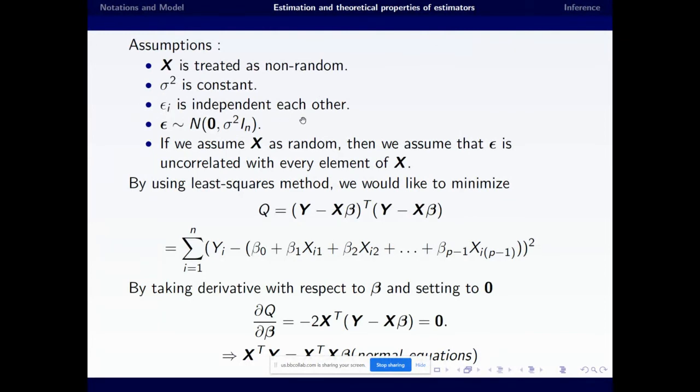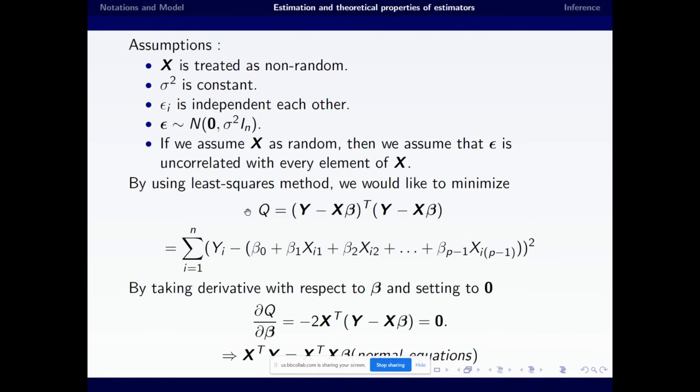And epsilon_i are independent of each other. The vector epsilon has a normal distribution with mean 0 and variance sigma squared I, which means that each epsilon_i is normally distributed with mean 0 and variance sigma squared. So the vector epsilon is multivariate normal, and each epsilon_i, a single random variable, has a univariate normal distribution with mean 0 and variance sigma squared. The covariance of epsilon is a diagonal matrix, which, with the normality assumption, indicates that the epsilon_i are independent of each other.